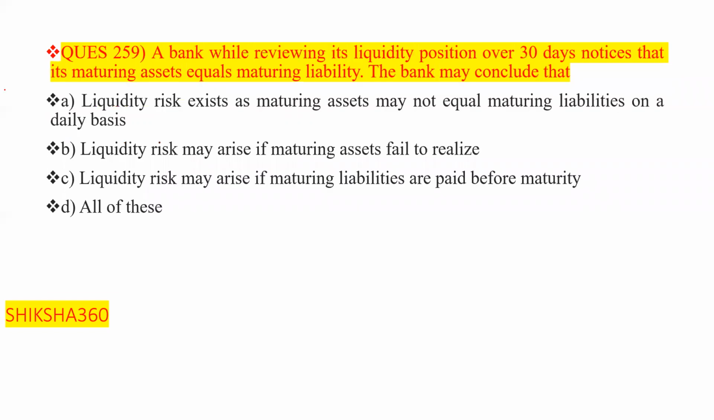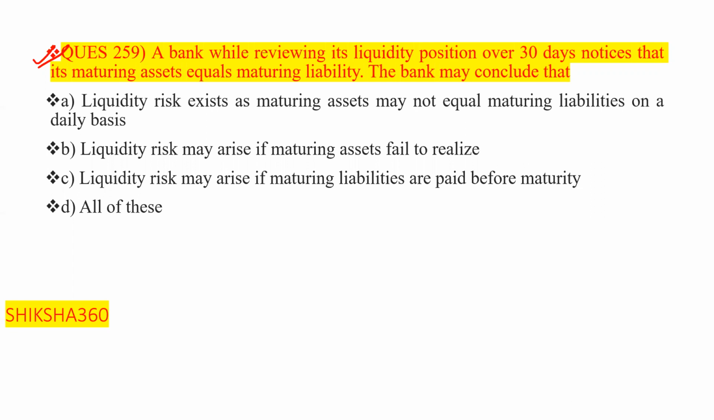Now move to the next question. Question number 259. A bank, while reviewing its liquidity position over the 30 days, notices that its maturing assets equal maturing liabilities. So what does it conclude? The bank may conclude that the liquidity risk exists as maturing assets may not equal maturing liabilities on a daily basis.